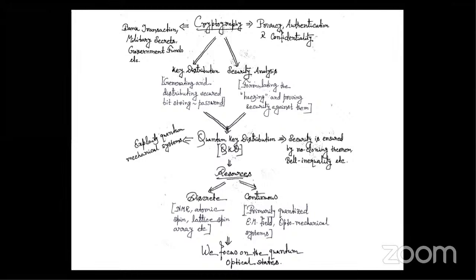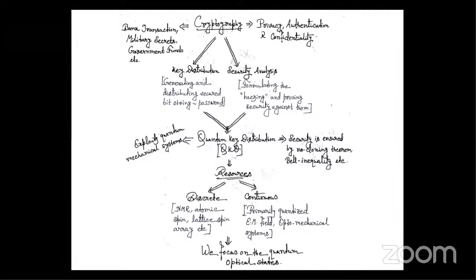These two things come together in a very interesting thing called quantum key distribution, where primarily we exploit quantum mechanical systems. And then one can ask, what is the security measure, or what guarantees the security? It's essentially some fundamental laws in the quantum world, like the no cloning theorem, Bell inequality, etc. That's all about the theory part.